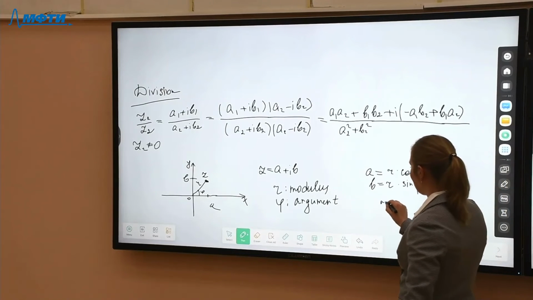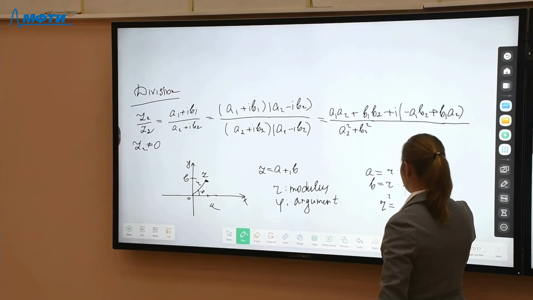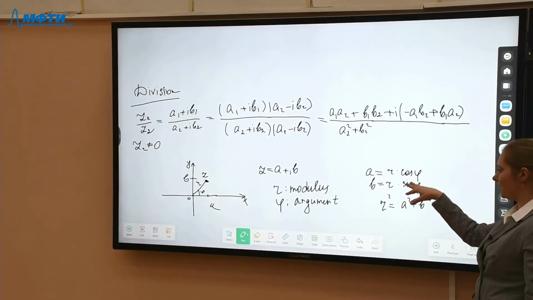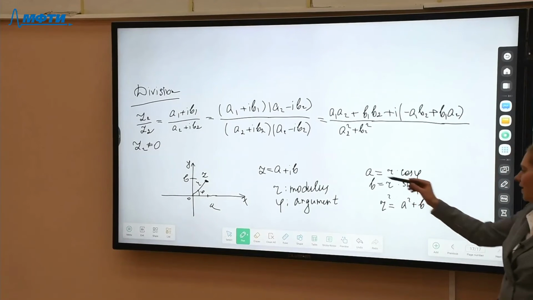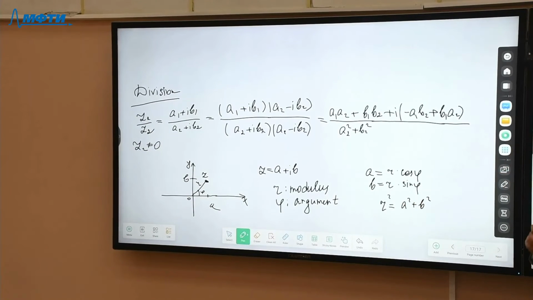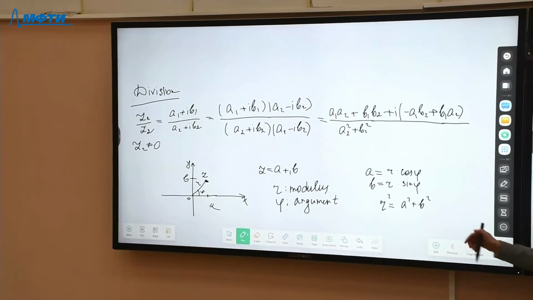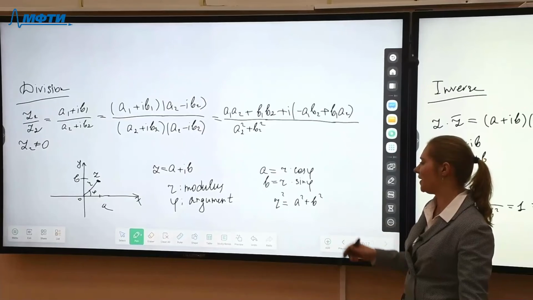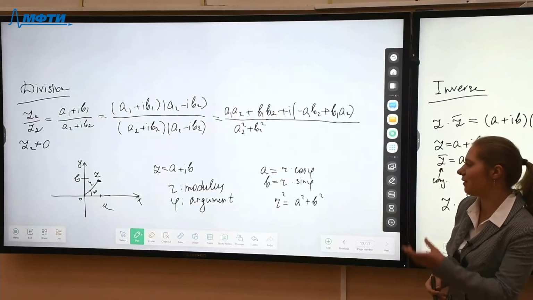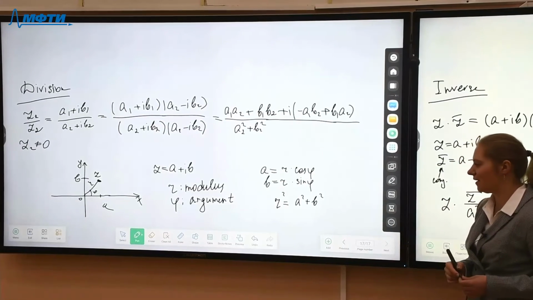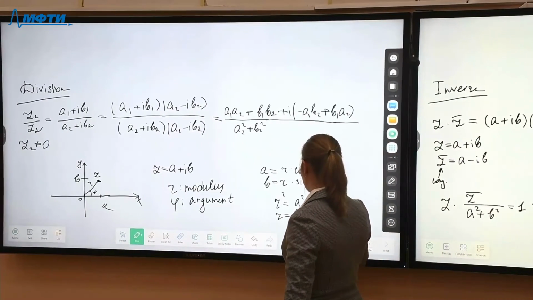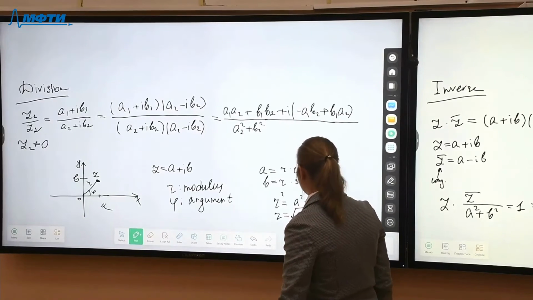We can notice that R squared is a squared plus b squared. We just square both equations and then add them. We have a squared is r squared cosine squared phi, and b squared is r squared sine squared phi. But cosine squared plus sine squared is 1, so r squared is just a squared plus b squared. And if we say that r is the modulus of a complex number, so this is a distance, we can notice that this is a non-negative value. So we can say that r is the square root of a squared plus b squared. We can find this r.